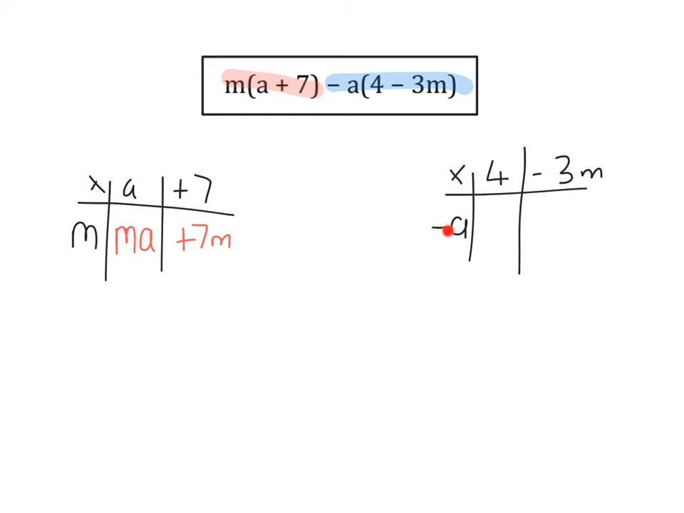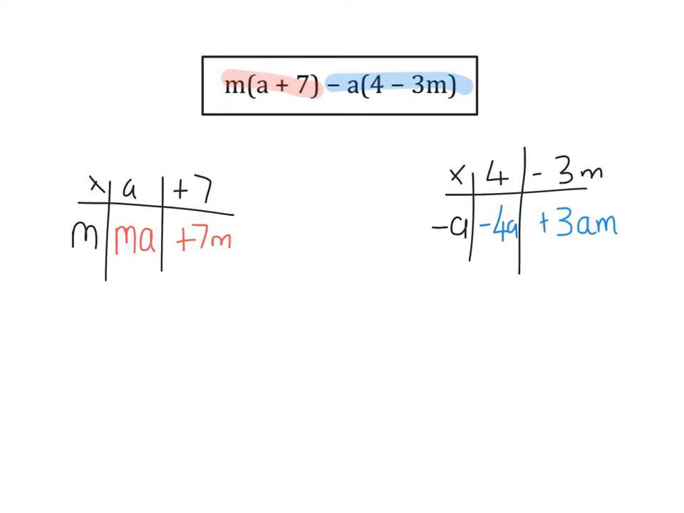Then we've got negative a times 4 is going to be negative 4a. And we've got negative a times negative 3m. So there's a negative 3 times an imaginary 1. So 3 times imaginary 1 is 3. So let's write that to start with. a times m is am. And then a negative times a negative is a positive.